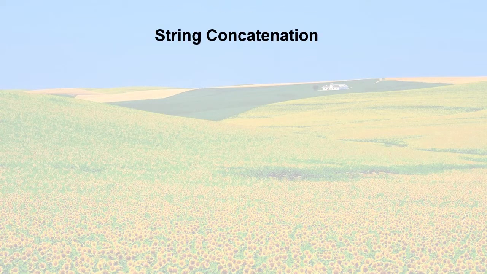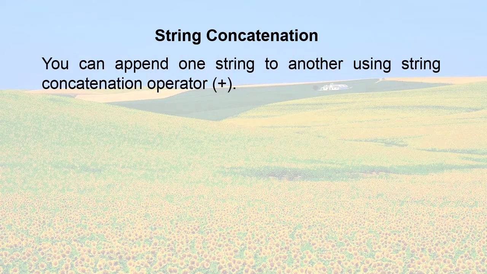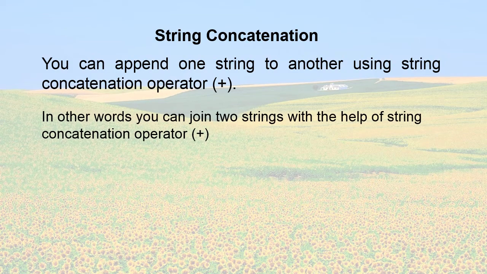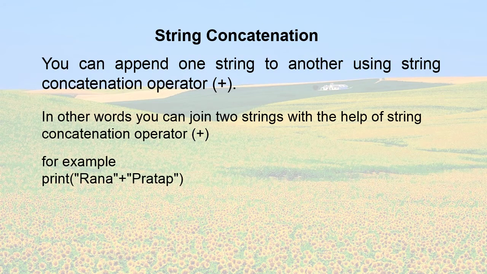String concatenation. You can append one string to another using the string concatenation operator plus. In other words, you can join two strings with the help of a string concatenation operator. For example, if you write print Rana plus Pratap, it will print Rana Pratap on the screen.